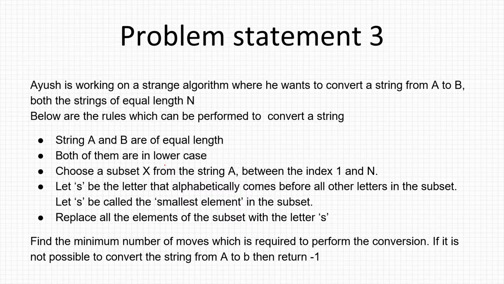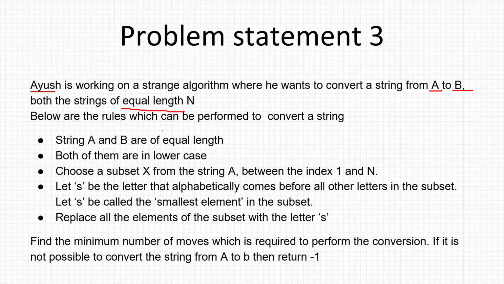Coming to the third program statement. Now, Bob and Alice are gone. Now, say hi to Ayush. Ayush is working on a strange algorithm where he wants to convert a string from A to B, both strings of equal length n. So A is one string, B is another string, and he has to convert string A to B, but they should be of equal length.